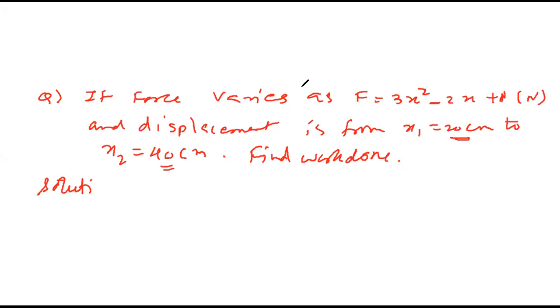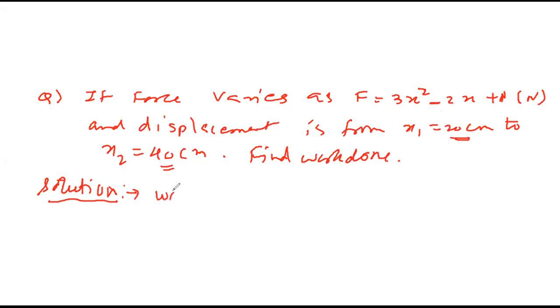Variable. How did you understand the force is variable? In the equation, x square and x are both there. In the equation, if a variable is there, x is variable, so it is variable. If it is like 3 Newton, 4 Newton, 5 Newton, it is constant. So if there is some variable term present, then it is variable.